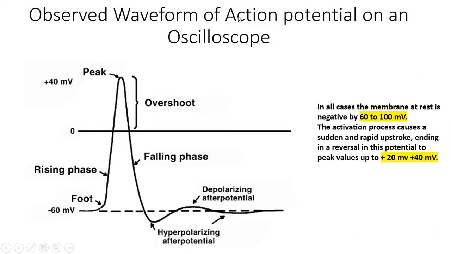So the observed waveform of the action potential on an oscilloscope will look like this. As we said before, the resting potential is normally in the range of minus 60, on average somewhere around minus 60, and we are going to apply a stimulus well above the threshold limit, and this is the baseline or the zero line. This is basically the zero axis.